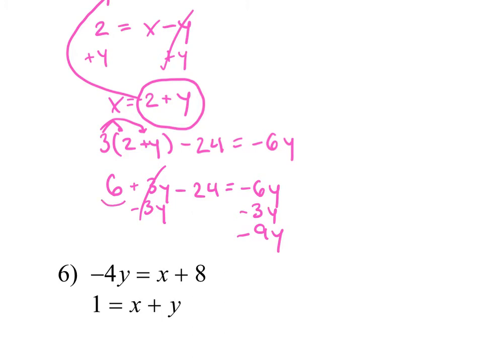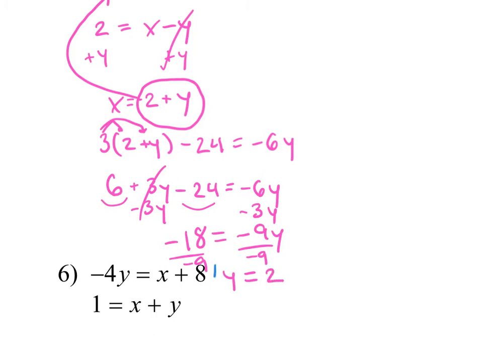And then here we have 6 minus 24. What's 6 minus 24? Negative 18. Now to solve for y, we divide both sides by negative 9. So what do we get for y? Y is equal to what? 2. Y is equal to 2.